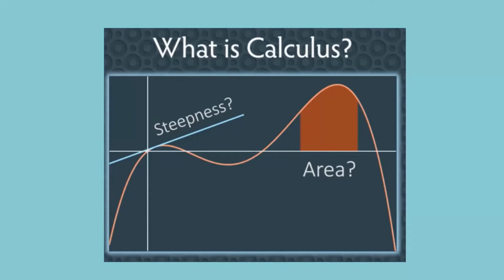How are we going to calculate the steepness? We use derivatives, or differentials, for this purpose. So how steep a function is at a point can be calculated by the differential calculus. And the area under a particular graph, which is somewhat irregular, we calculate using integrals.